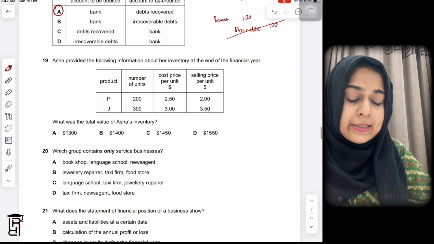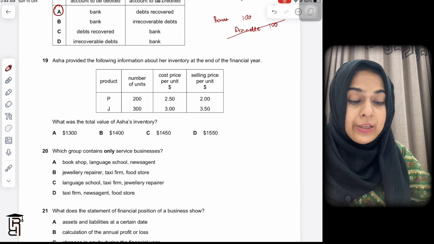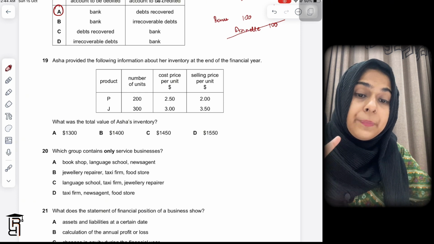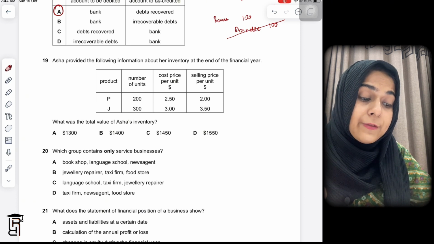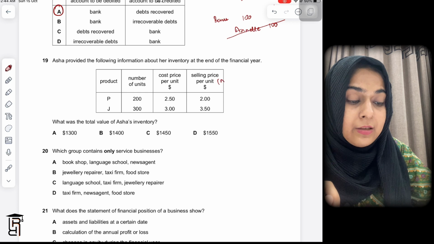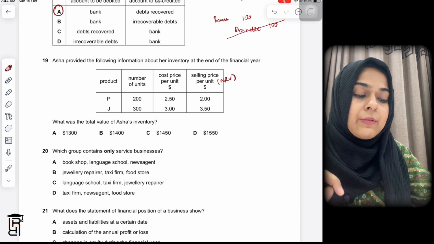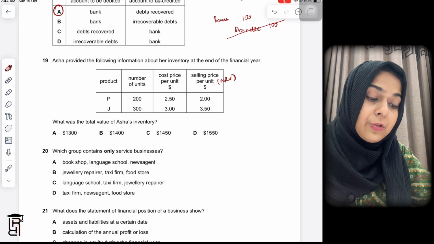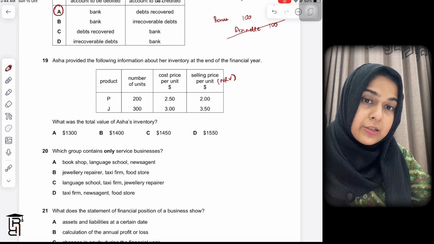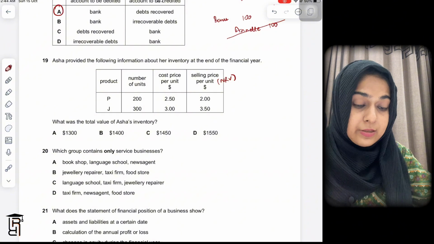Question number 19 says, Asha provided the following information about her inventory at the end of the financial year. What was the total value of Asha's inventory? So you should know the rule. The inventory is valued at the lower of cost or net realizable value. So here net realizable value is basically the selling price. NRV is the net realizable value. Whenever you sell the inventory, you will realize this amount. Cost price is basically the value at which we had purchased the inventory.